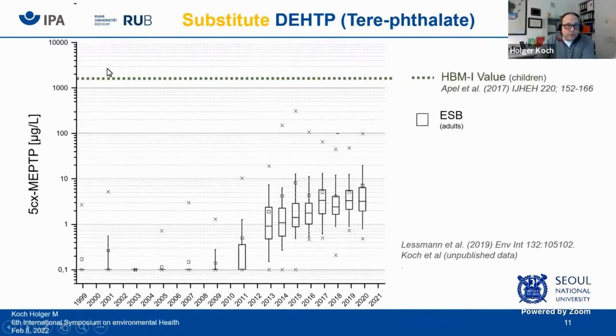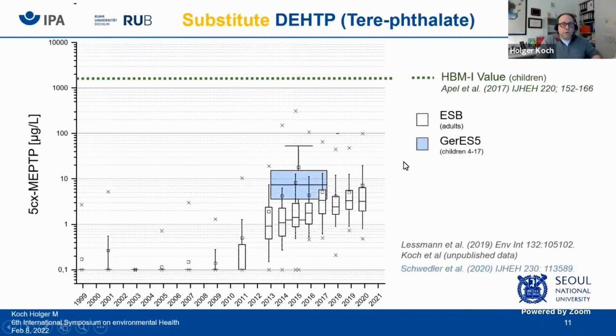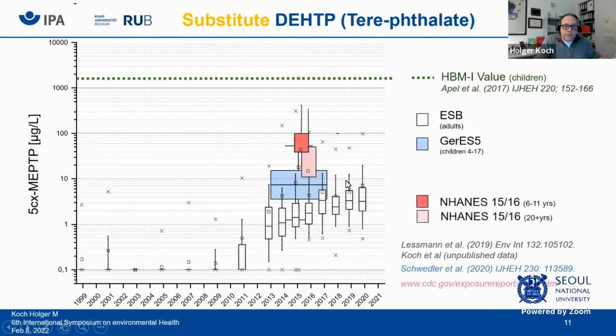And we see, if we look at the HBM value, that's again the tolerable daily intake equivalent, we are still quite far away from it. So this exposure seems to be acceptable right now. However, you can also see the same feature as with the phthalates for the substitute: children seem to have higher exposures than the young adults.